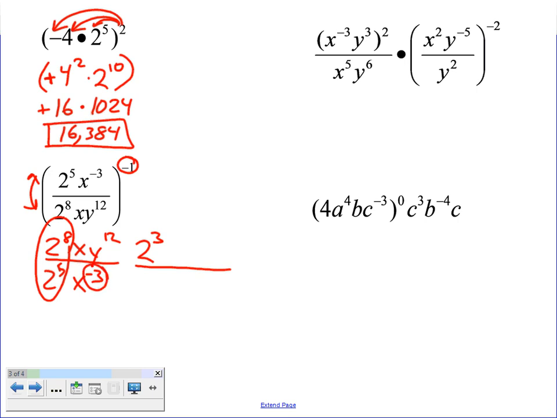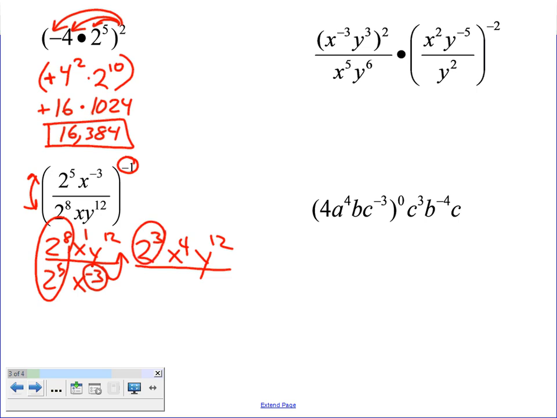Notice I can take this x to the -3 and move it upstairs, so it becomes x to the +3. This is x to the 1st, so we have x to the 1st times x cubed, which is x to the 4th. So again, notice I put it upstairs, made it positive, and added the additional x. Y to the 12th, that remains there, okay? And all I'm going to do is simplify this.